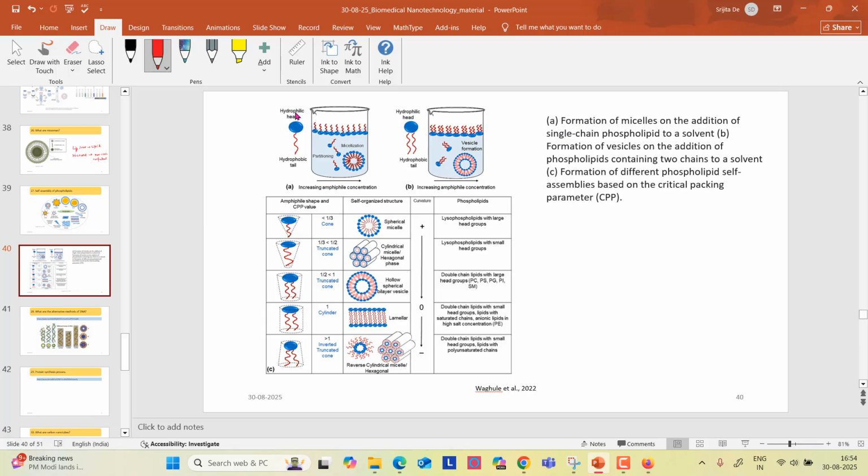It is written that micelles form on the addition of single-chain phospholipids to a solvent. So there is one hydrophilic head and one hydrophobic chain, and when they self-assemble, they will form micelles. Next is the formation of vesicles on the addition of phospholipids containing two chains. So when there are two hydrophobic chains along with the hydrophilic head, that will form a vesicle. This shows how the size and shape of the hydrophobic chain lead to different kinds of self-organized structures.